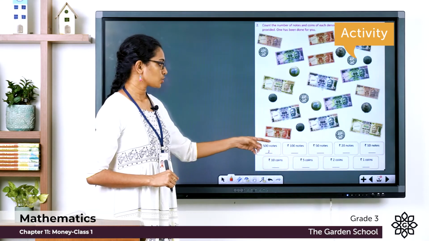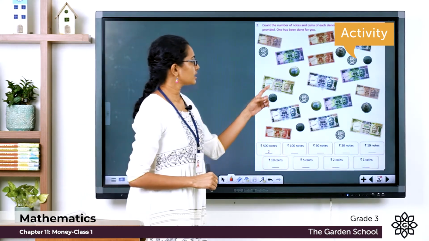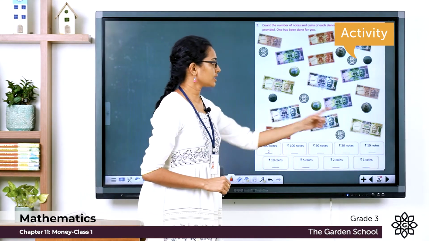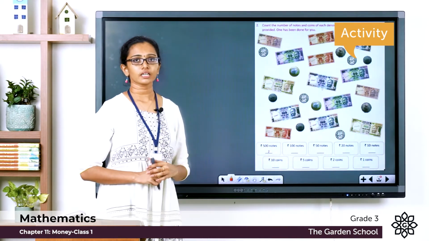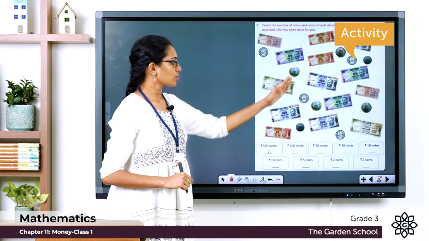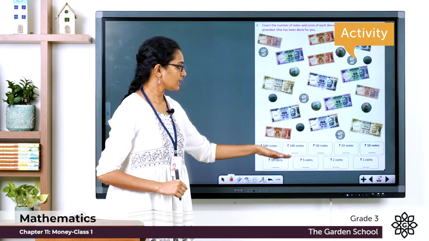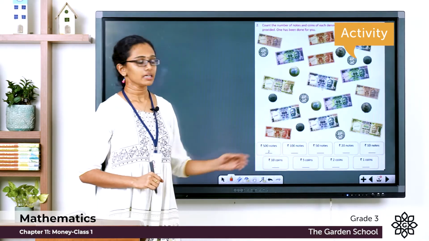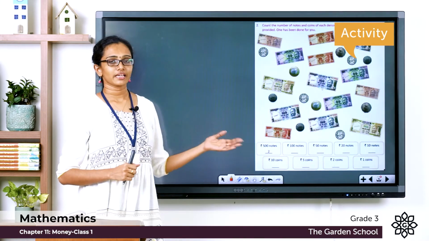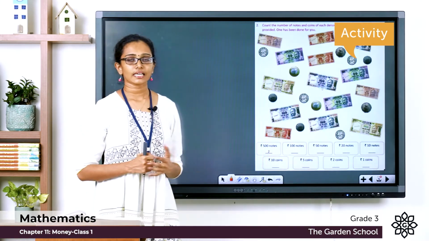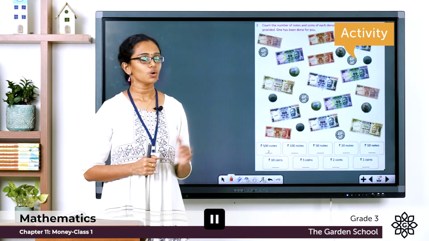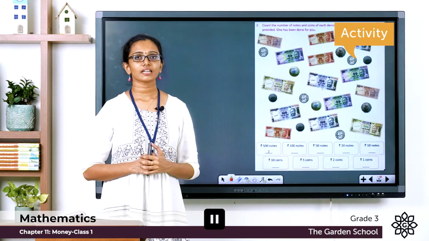For example, rupees 500 notes. You can see two 500 rupee notes here. So they have written the number 2 here. Similarly, count the number of each type of note or coin and you can write the number in the blanks given there or the spaces provided there. So you do this as an activity. Please pause this video, finish writing the numbers and then come back.